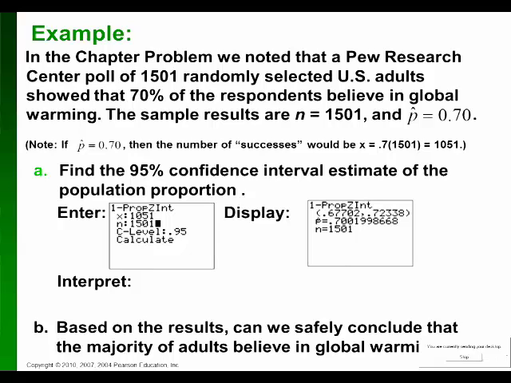Based on these results, can we safely conclude that the majority of adults believe in global warming? Majority indicates what percentage? Anything bigger than 50%. Anything bigger than 50% is a majority. We are 95% confident that the actual percent is somewhere between 67.7 and 72.3. Both of those are way above 50%. So yes, we can safely conclude that the majority of adults believe in global warming. And that's what the next slide says.